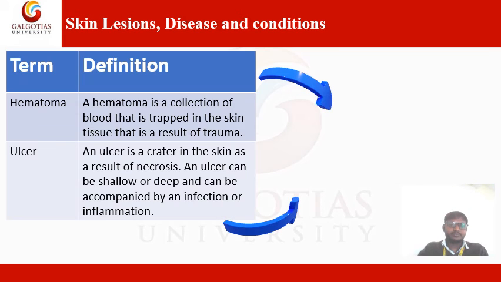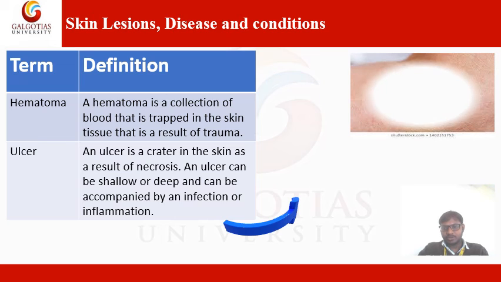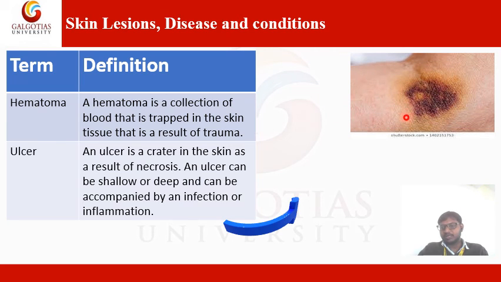And next one, hematoma. A hematoma is a collection of blood that is trapped in skin tissue as the result of trauma. That is the hematoma. Let's see the picture related to the hematoma. This is the hematoma, the black color shade. When you are collecting blood, if the puncture area is not properly stopped, the RBCs can be raised to the skin and it will appear as the formation of a hematoma.